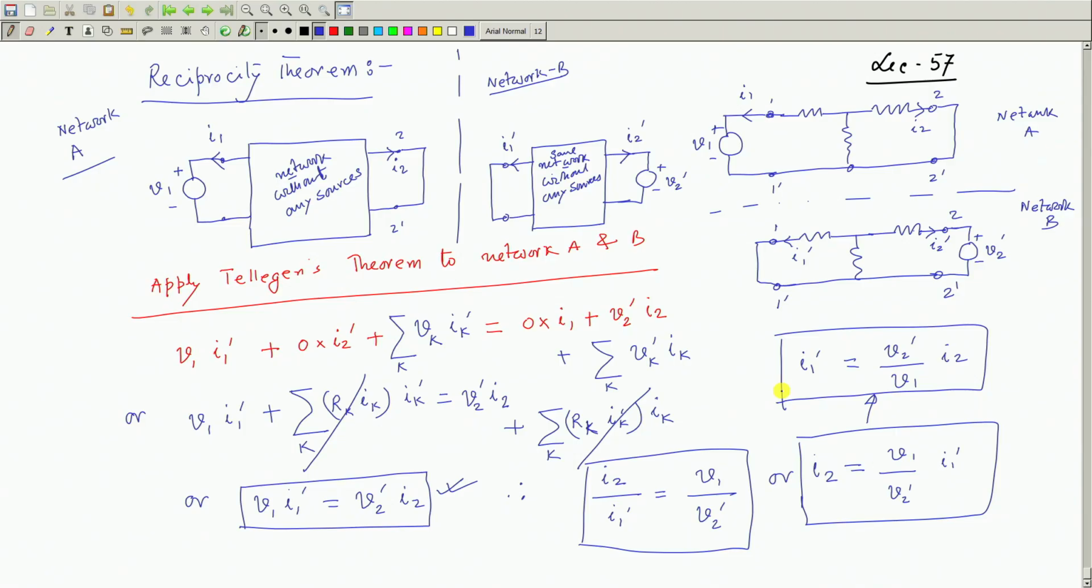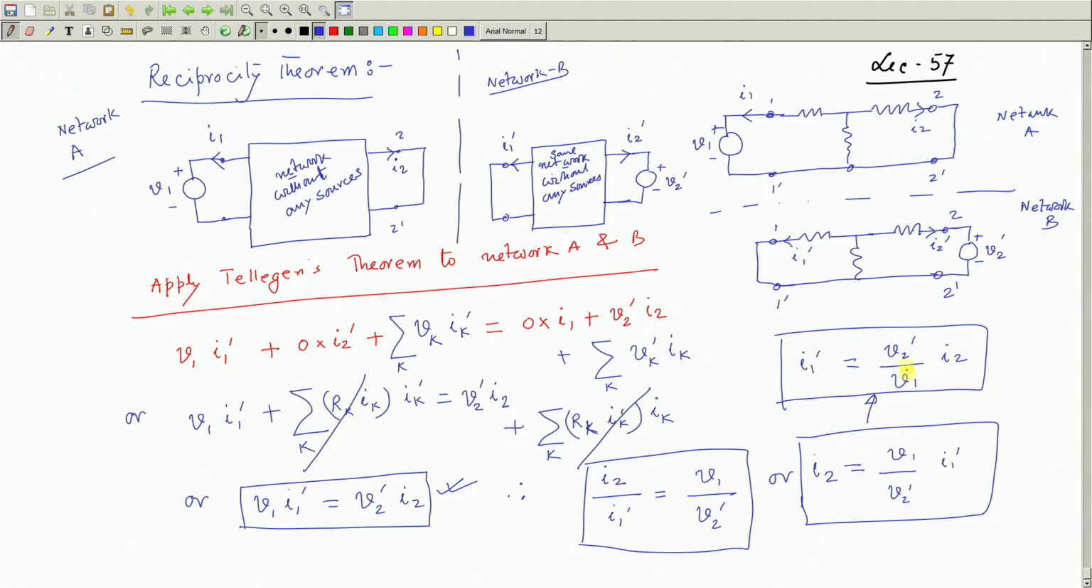What was my problem? My problem was, if I apply V1, I noted this current to be I2, that is known. What will be the current I1 dashed when you apply V2 dashed here? It is this value: I1 dashed will be V2 dashed by V1 into I2.